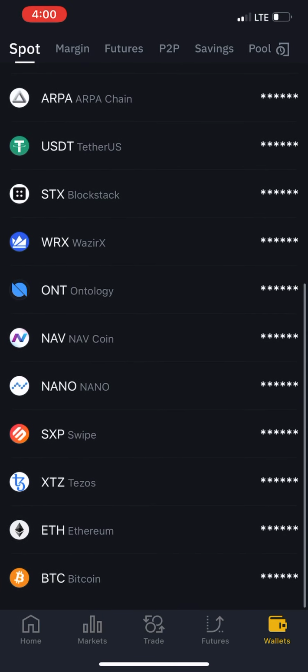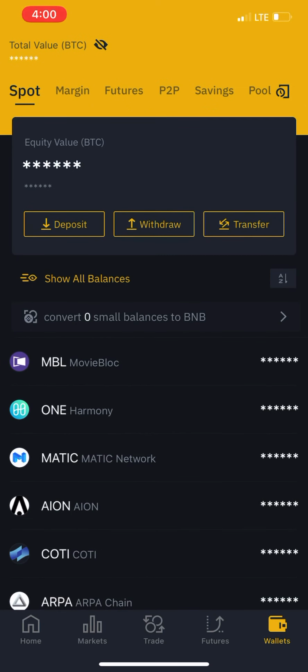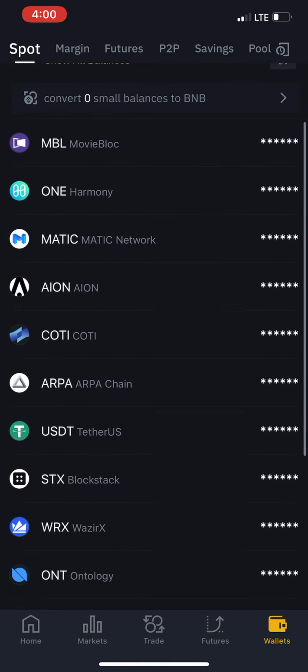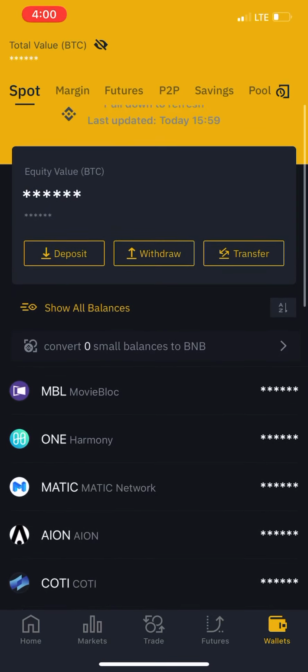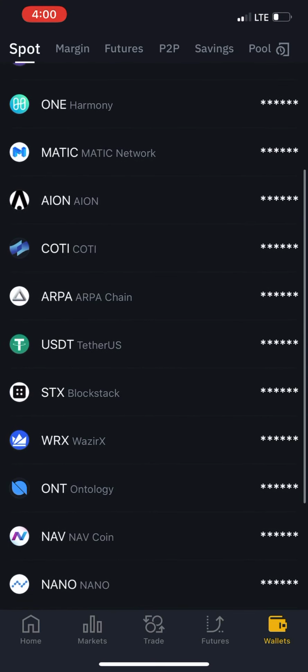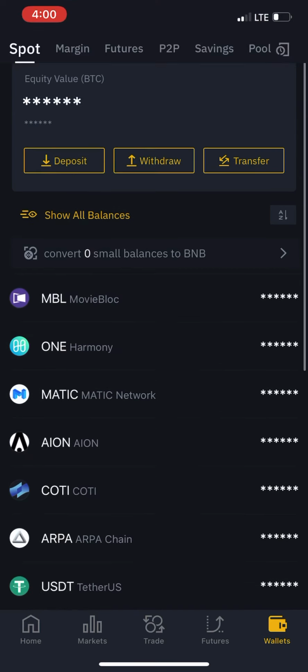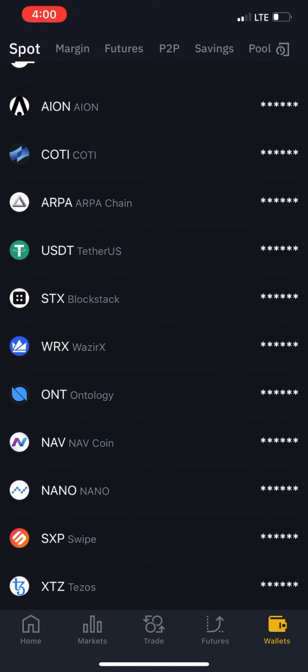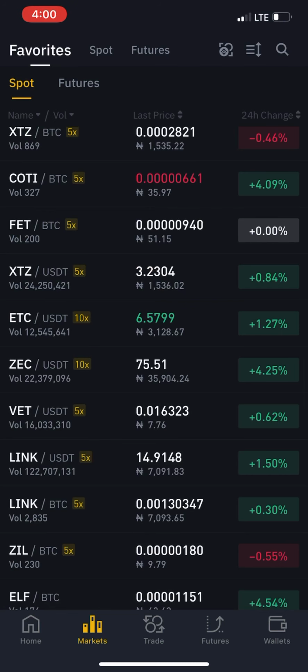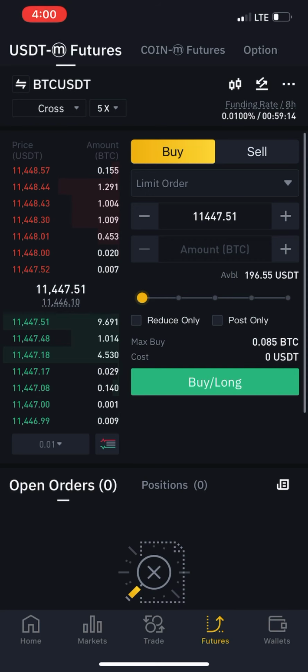Portfolio means your assets, where all the investments you have made are placed. Do you understand? All the coins that you have invested in will be showing here, on your wallet. Portfolio is your wallet. Any coin that you have bought will show here. So this is home, market, trade, futures and wallet.